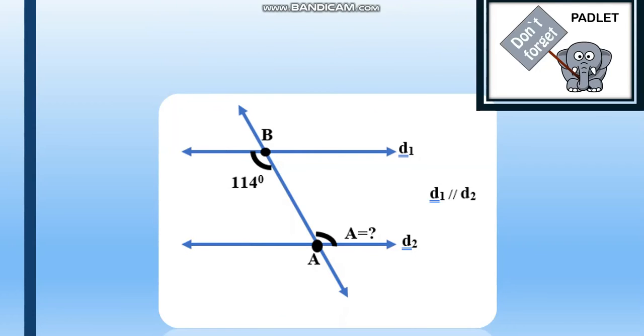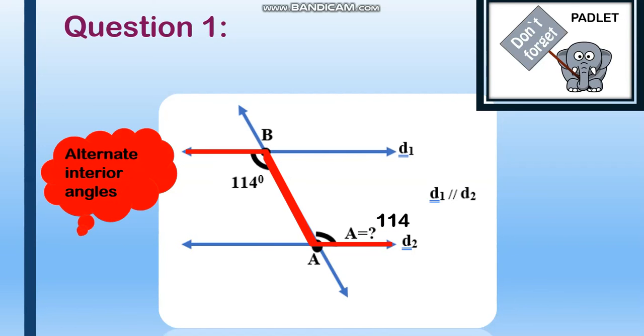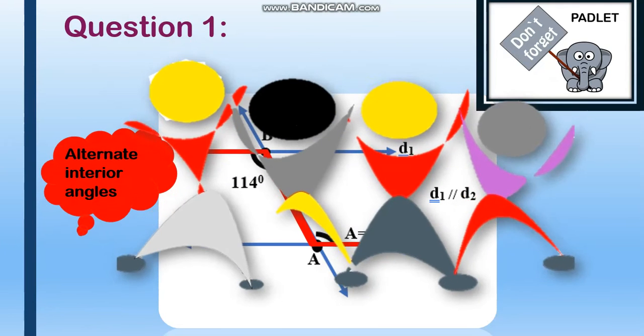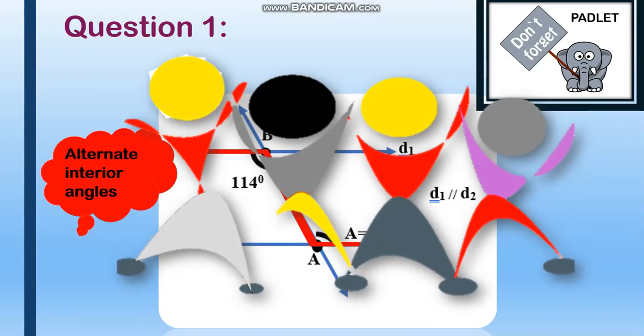First question says angle B equals 114 degrees, and it says what is the value of A? How can we solve it? Yes, I am seeing your point. These angles are alternate interior angles. So if angle B is 114, angle A have to equal 114. Yes, you did. Let's look at second one.